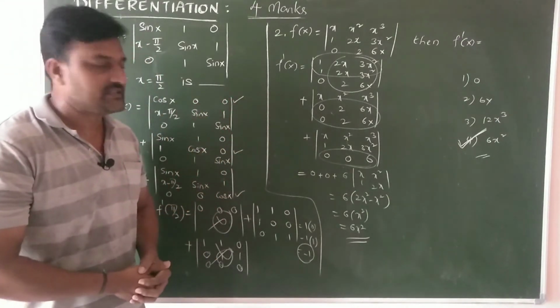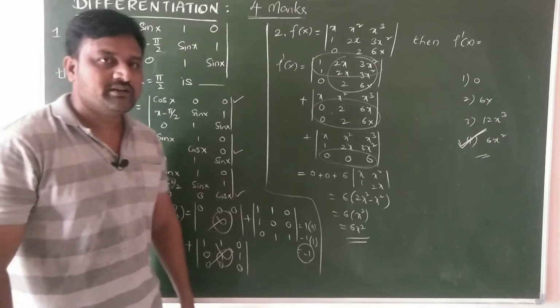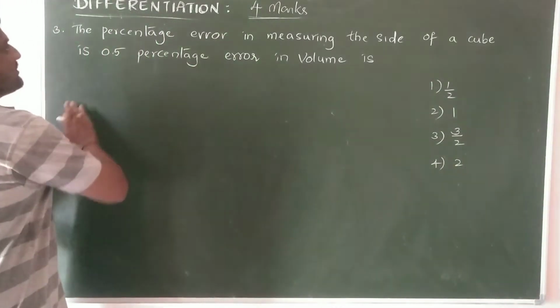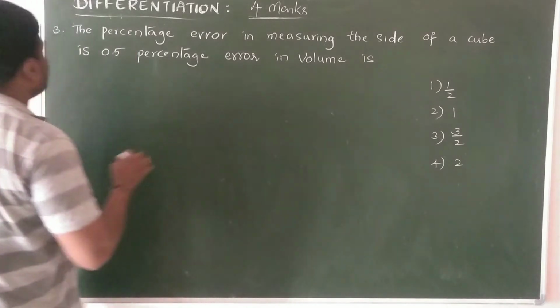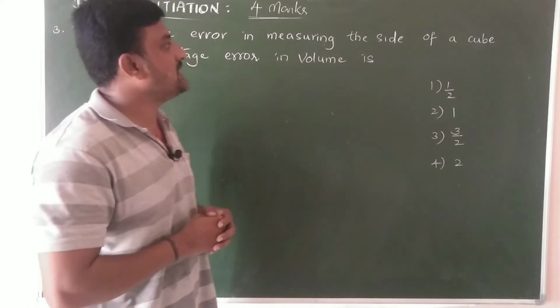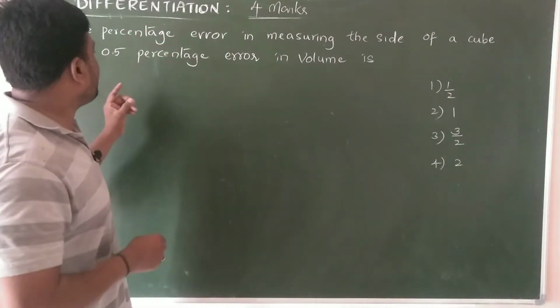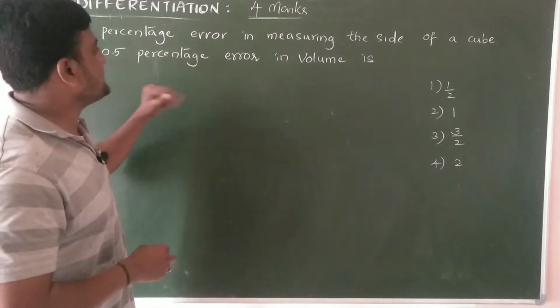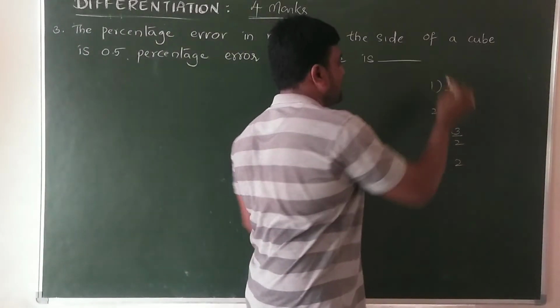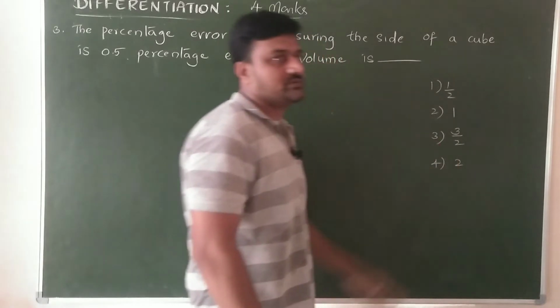Let us do any problem of determinant. Differentiation of determinants can be done by our formula. Now, from application of derivatives: let the percentage error in measuring the side of a cube be 0.5. Percentage error in volume is what? 1 by 2, 1, 3 by 2, 2.